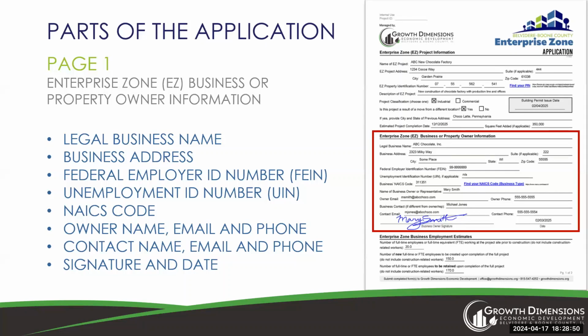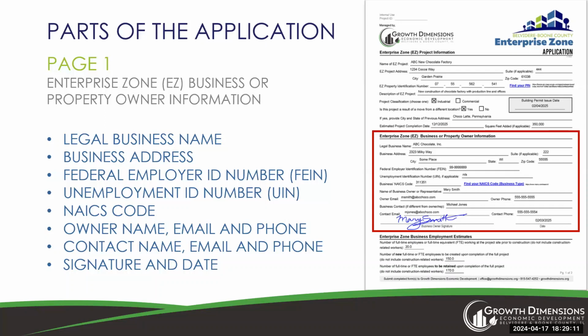The business address can be the address where the project is occurring. Others use a business's corporate office address. The federal employer identification number is the tax number associated with the applicant. If a business uses an unemployment identification number, please include that on the application as well.